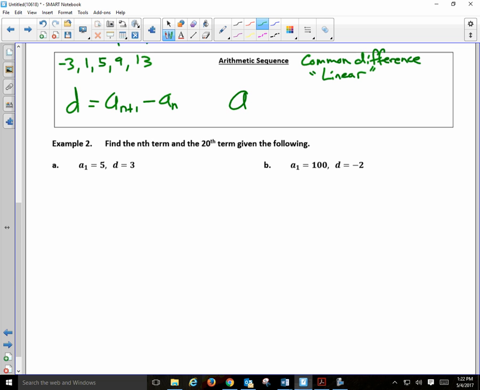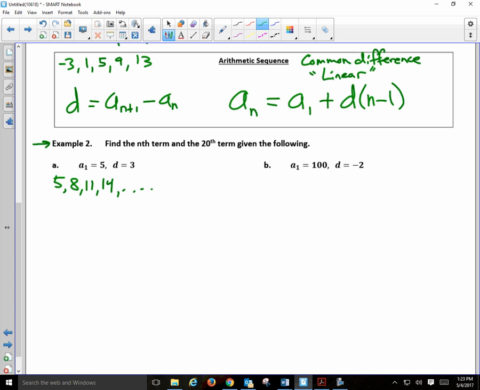The way that we come up with the rule, or the A sub n term, is you take the first term and you add to it the difference times n minus 1. It's a very easy formula that we can derive. So let's try these examples. We have A sub 1 is 5 and the difference is 3. So what's going to be the next term? 8, then 11, 14, so on and so forth, right?